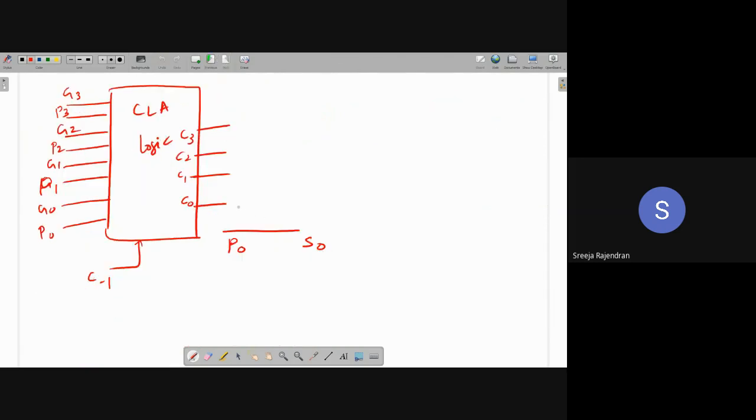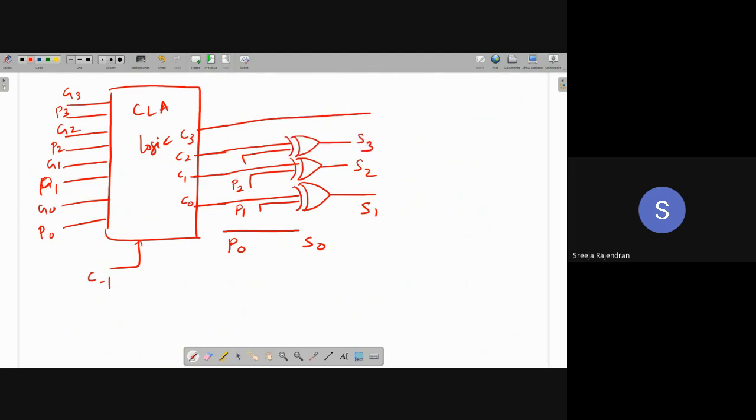So here what I do is I take P1. P1 is already generated in this stage. There's nothing additional to do. That and the carry from the previous stage, if I XOR, I will get some bit S1. Next, the carry from the next stage and P2 will give me S2. S3. And this is my final carry C3.